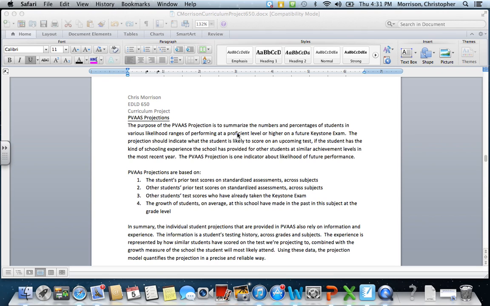Now, the PVOS system is an online website which provides data for teachers and for administrators, and PVOS does a projection of the probability of students who will achieve proficiency based on data from their 8th grade year and before. So these students right now are current 9th graders, and the PVOS data was used to determine, is there a need for a Keystone preparation course?